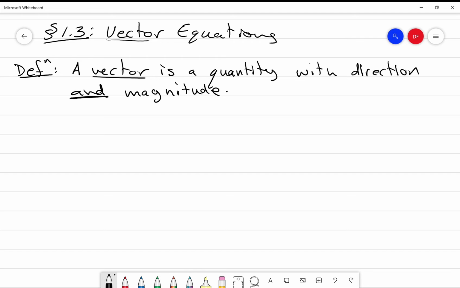Okay, so a vector is a mathematical quantity with direction and magnitude. If we think about it geometrically, a vector has a certain direction, and the magnitude is the length. We use this arrow to point at the direction, but you could represent the direction as an angle as well. We'll see that later on.